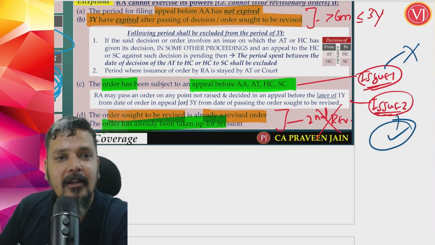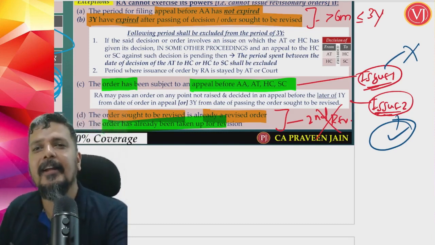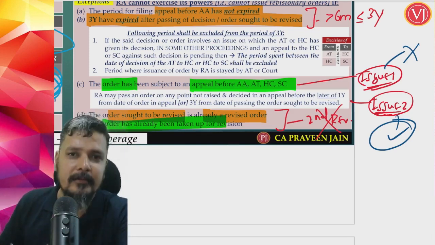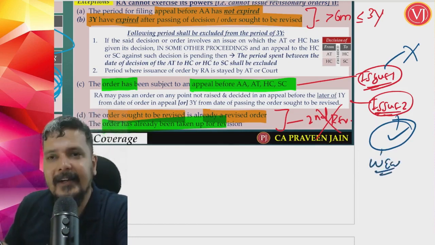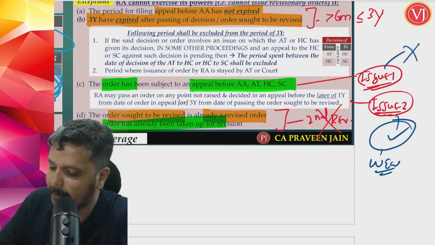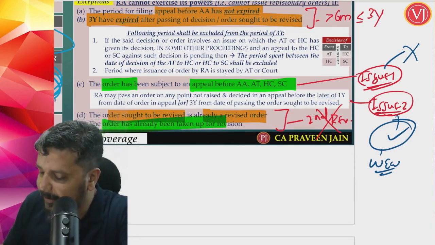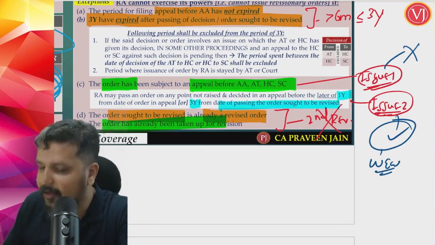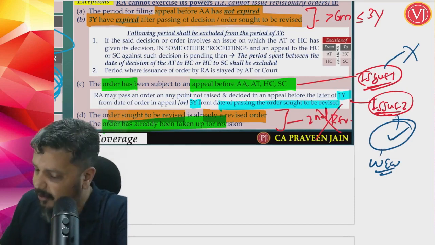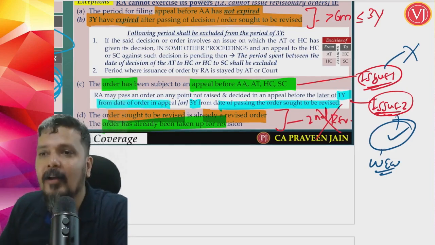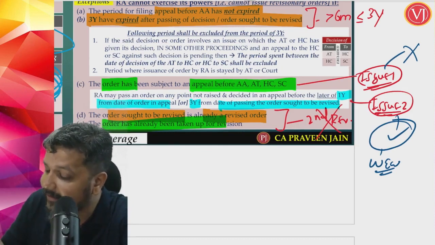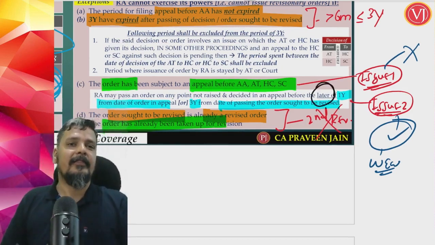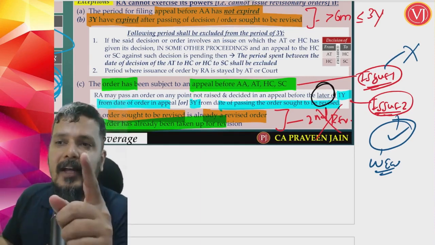So they have to wait and watch. And don't you think that when they are waiting and watching, the time limit might get over? So they have taken care of that time limit. They have said that they will be taking this issue to 3 years from the date of the original order, or 1 year from the date of order in appeals, whichever is later. So what are we trying to understand?